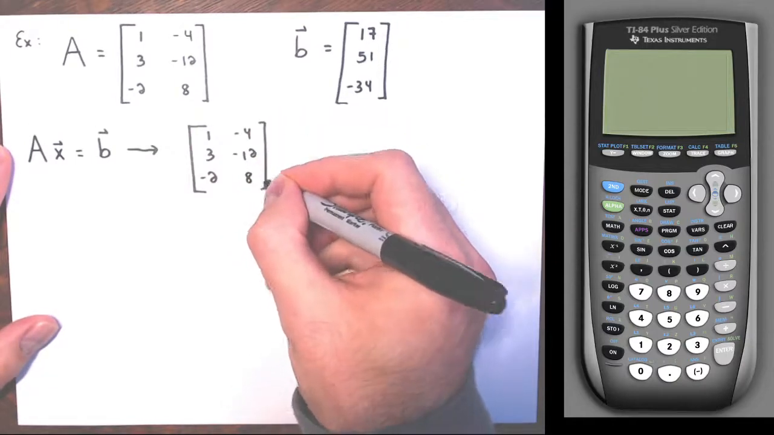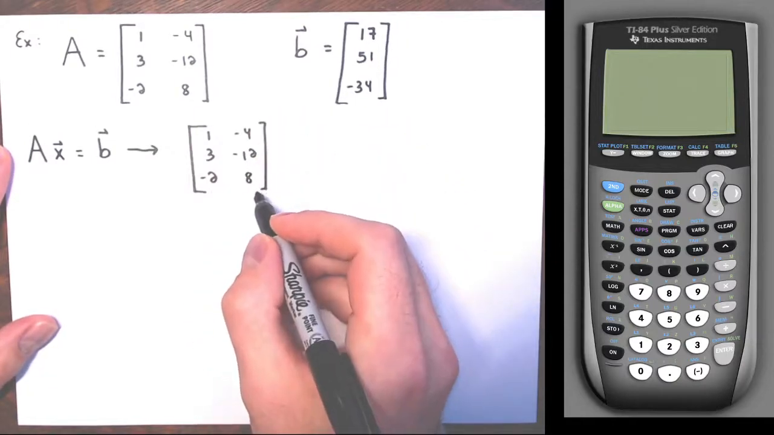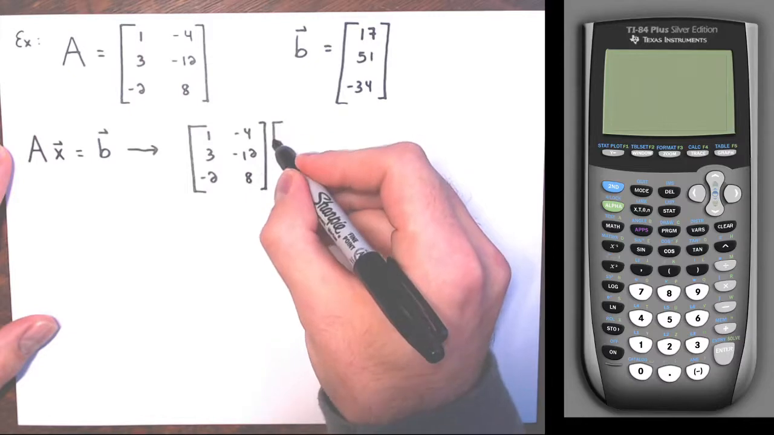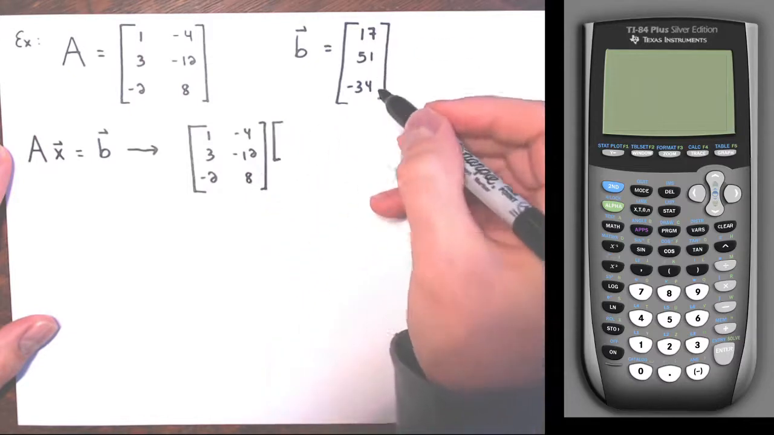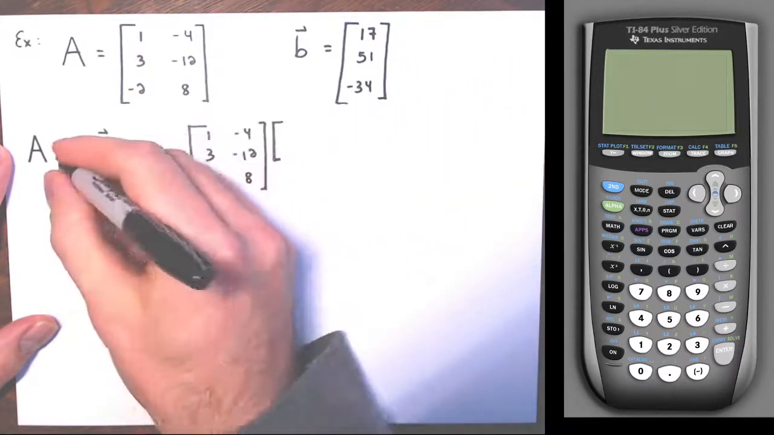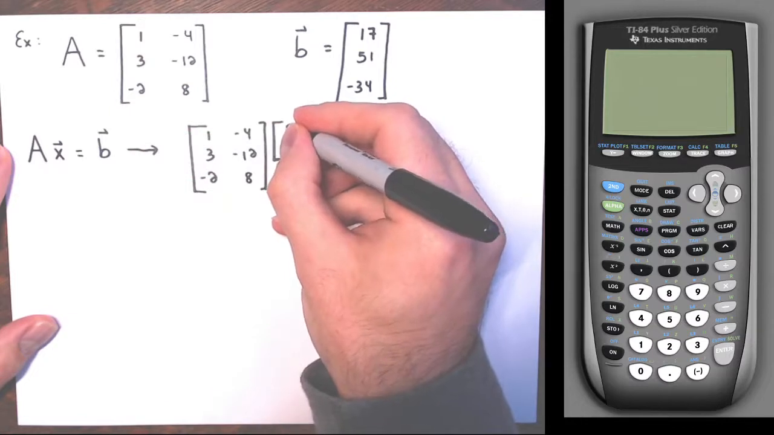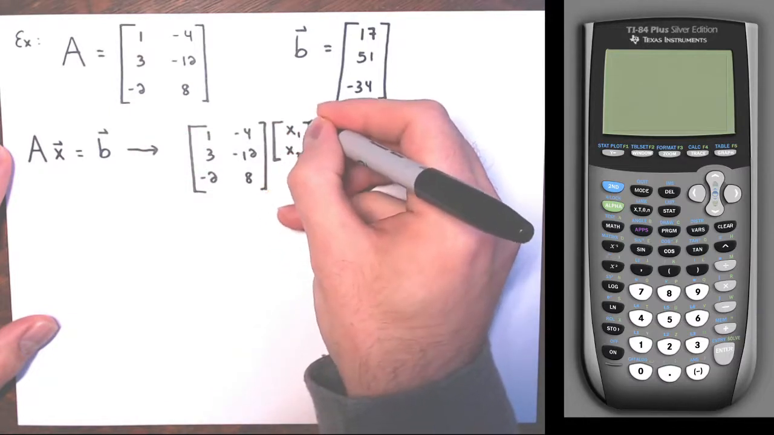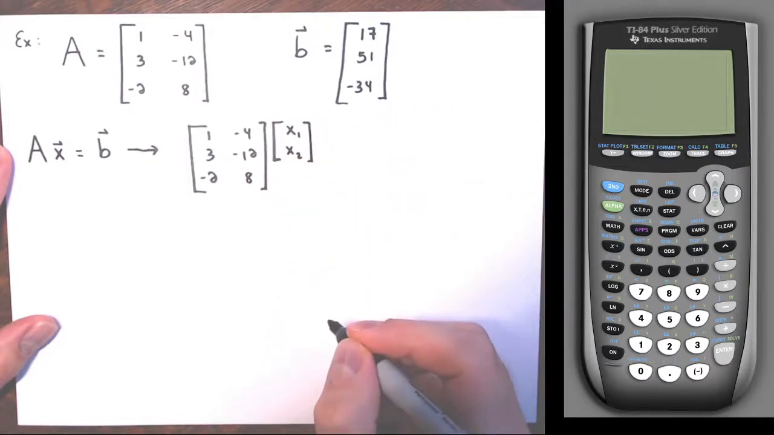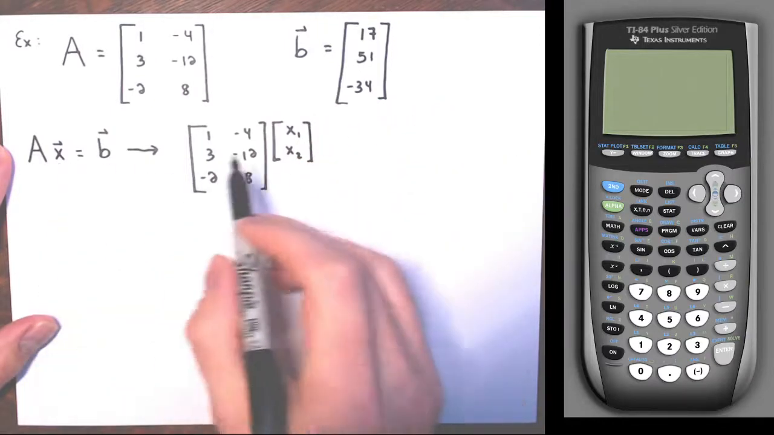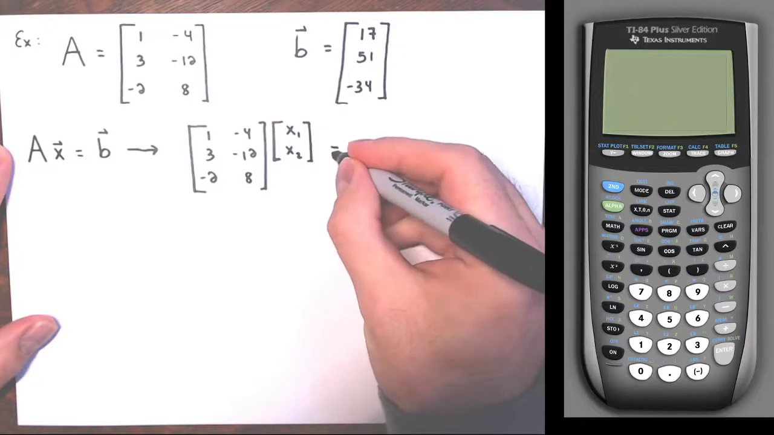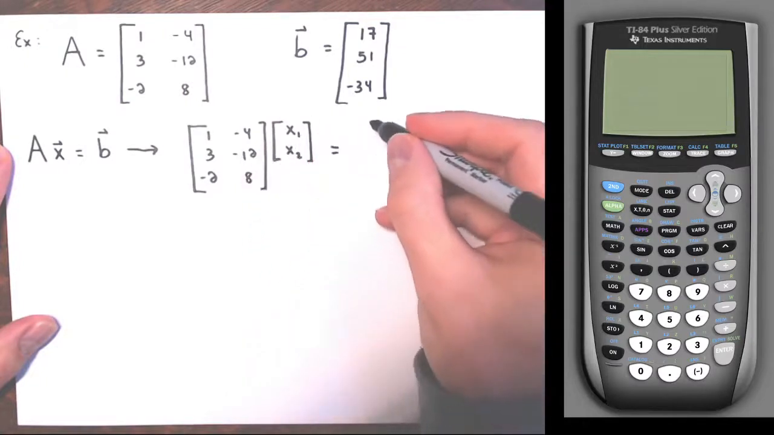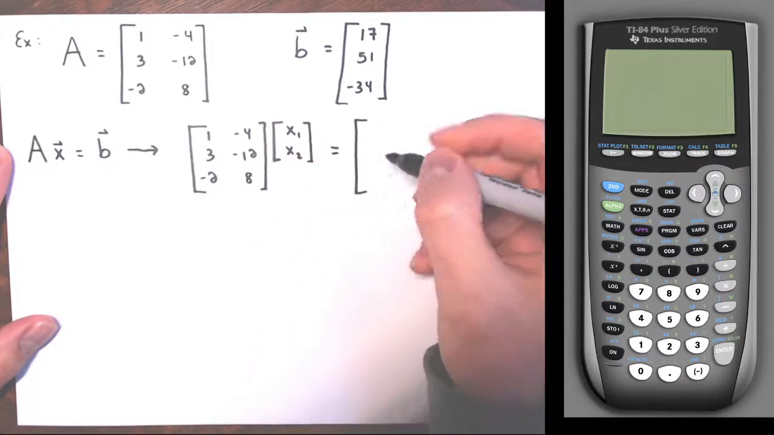Now this is a 3x2, so I need to multiply it by a 2x1 to get this 3x1 over here. So the vector x will have two components, it'll be from R^2, say x1 and x2. So the vector x is from R^2, and the 3x2 times the 2x1 equals this 3x1. So here's the Ax equals b.